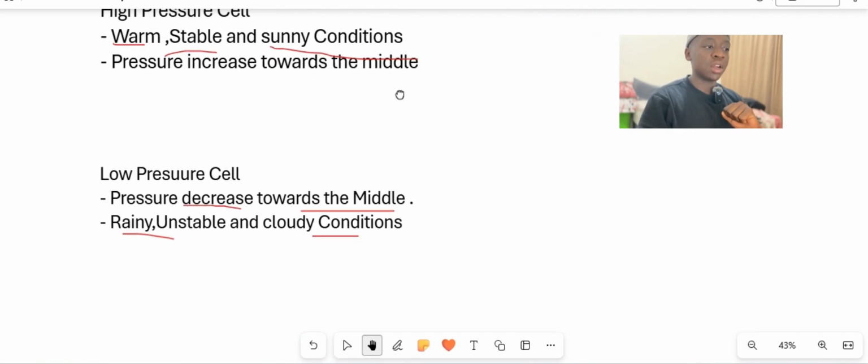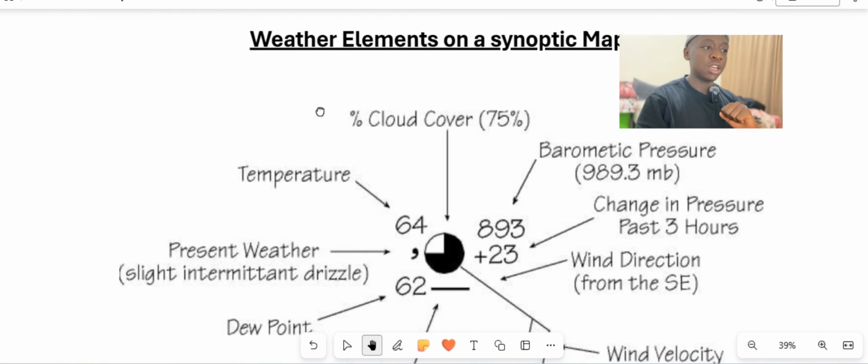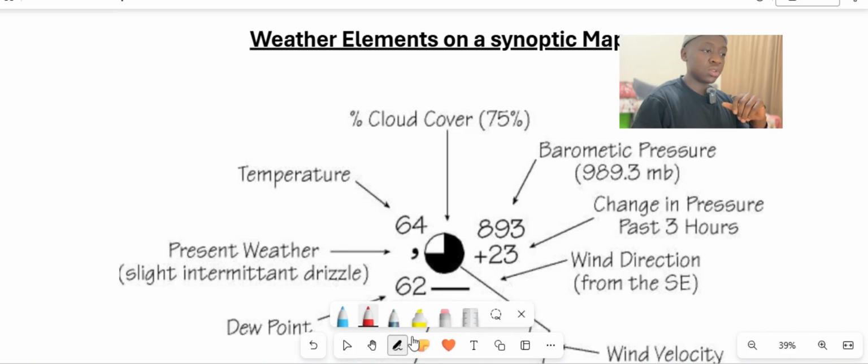Yes. We can now go to what we call weather elements on a synoptic map. You must understand this in order to pass your examinations, especially in grade 10. First and foremost, I would like to indicate some points here. First thing is going to be temperature.